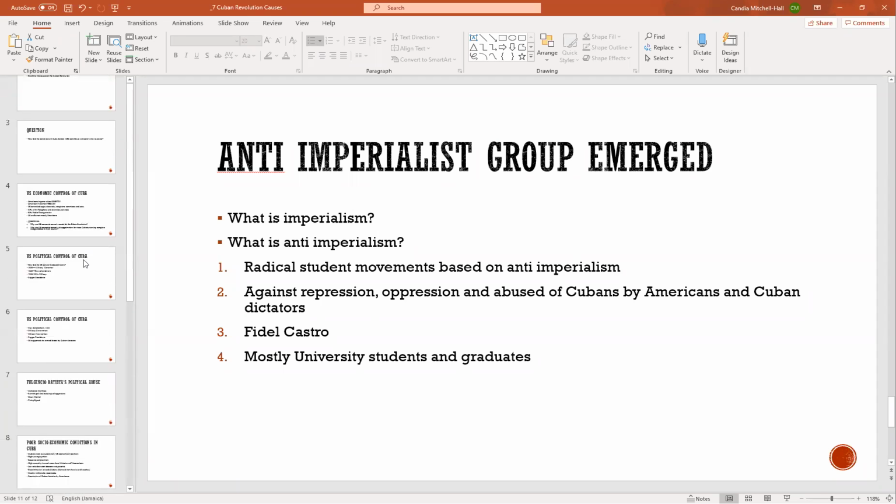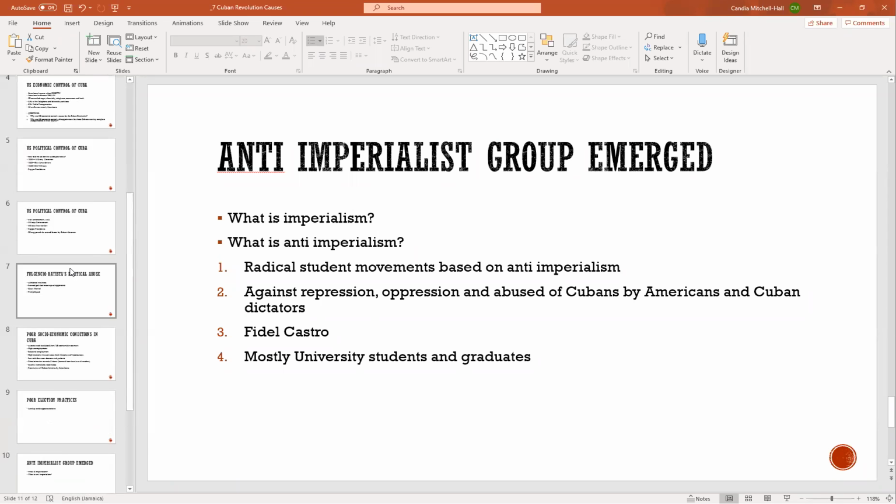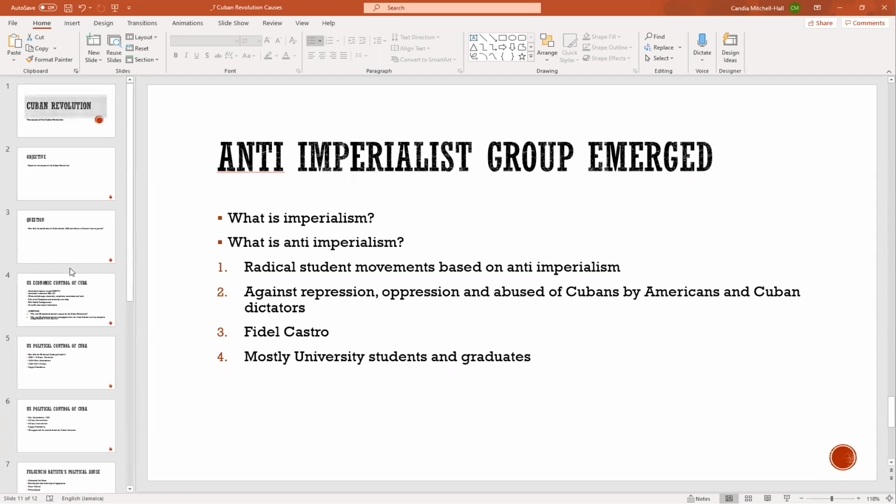That is almost 4 to 5 causes for the Cuban Revolution. Easy stuff. So if you're going to the exam and they ask you about the causes, you do your 5. If it's a full 25 marks question, you know you have to discuss 4 to 5 causes.